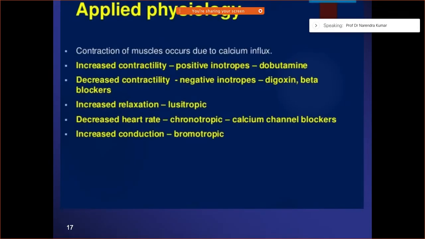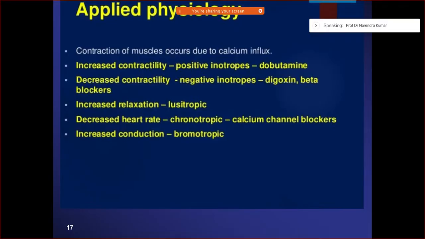So when we try to think in terms of applied physiology, the contraction of the muscles does occur due to calcium influx. Okay, and the increased contractility does happen due to the positive inotropes like dopamine. And the decreased contractility will, of course, happen due to negative inotropes like beta blockers.